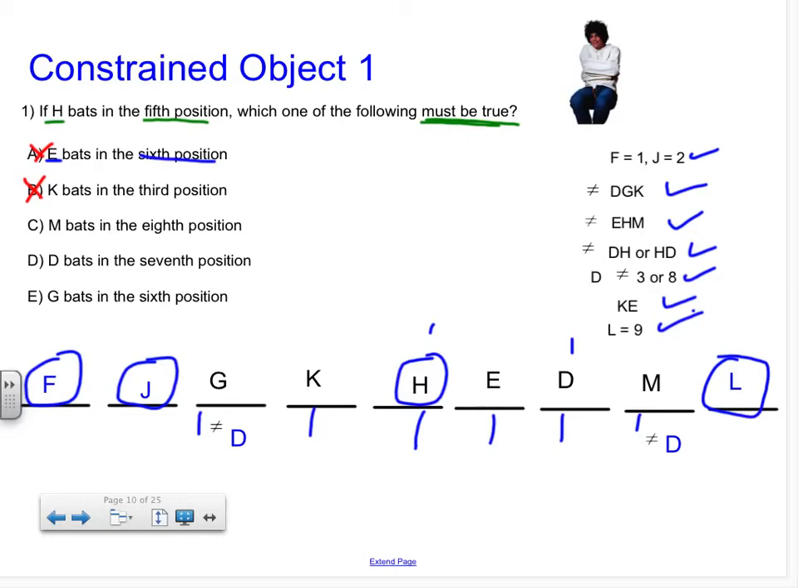C is M bats in the 8th position. Does that have to be the case? What if we were to swap E and M? Let us clear out the board here.